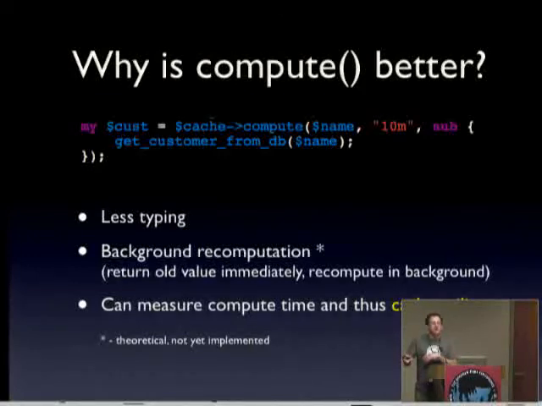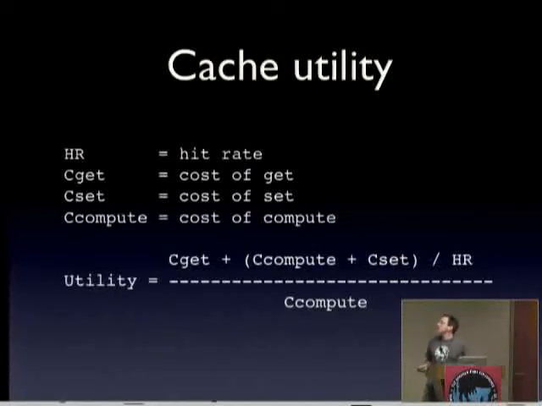You want to know, is this cache useful? If it only takes 1 millisecond to compute the value you're trying to do, then why cache it? So this allows CHI to compute exactly how long this computation takes. And that lets you measure cache utility. And cache utility basically says, is this cache worth it, right?